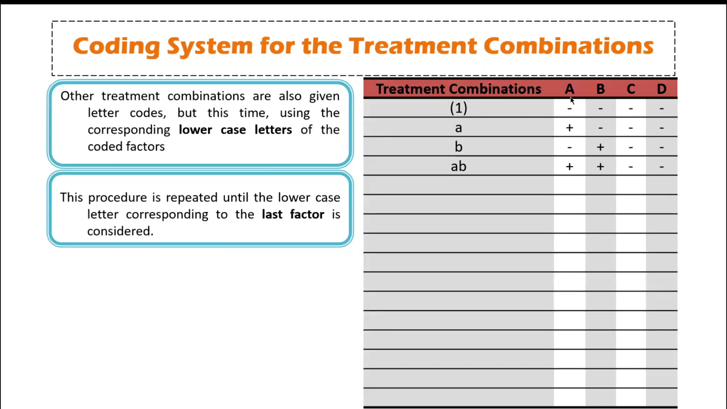So for example, si treatment combination 1 and there is a term to this, no? I forgot the term. Unity ba 'yun? I can't remember but it's probably in your modules, no? So you can read on it on your spare time. Basahin yung modules nyo on what this is called, no?